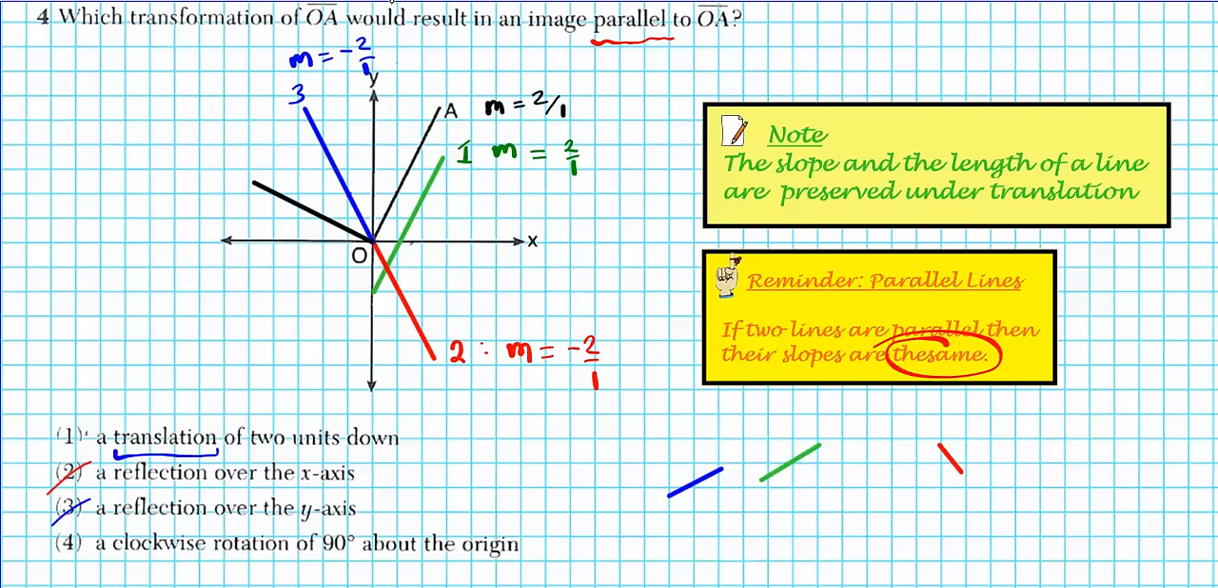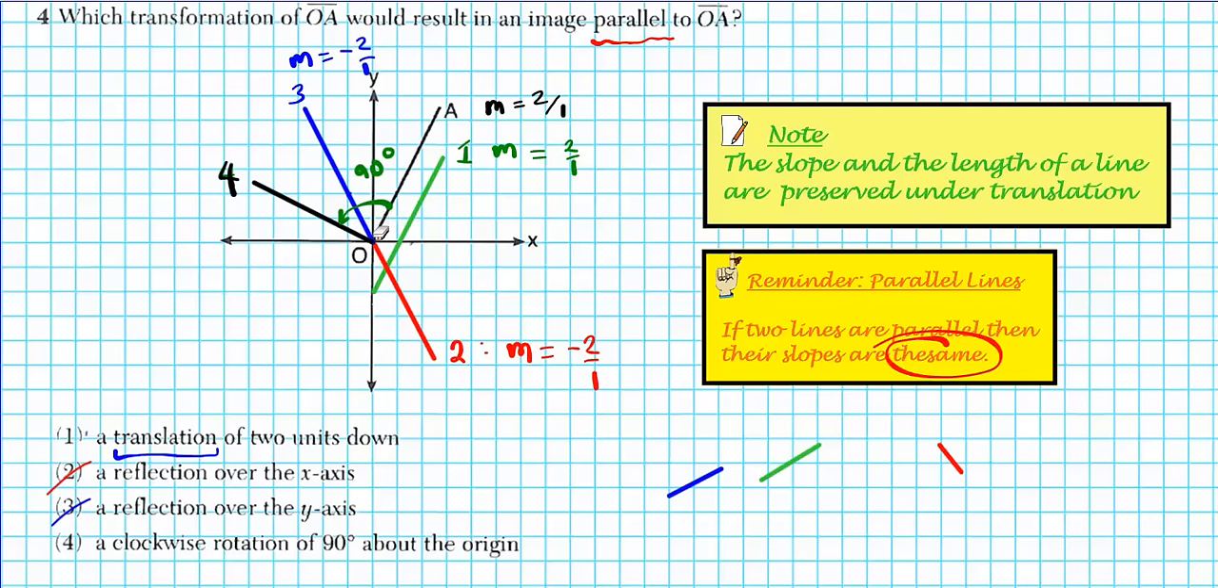The rotation 90 degrees basically, let me show you something real quick. This angle right here is 90 degrees. That's the rotation we were talking about. This is option 4. What is the slope of this line?